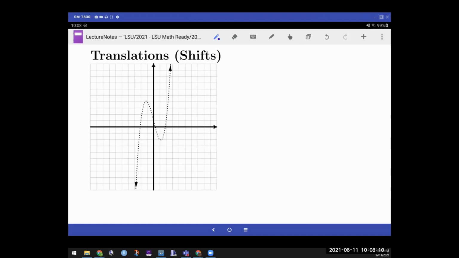3 spaces. So right 1, 2, 1, 2, 1, 2. And then down 3 spaces from there. 1, 2, 3. 1, 2, 3. 1, 2, 3. So where these red points are will be the graph. So I moved it to the right and down. That's called a translation, when you're shifting it over to the right or to the left, up or down.